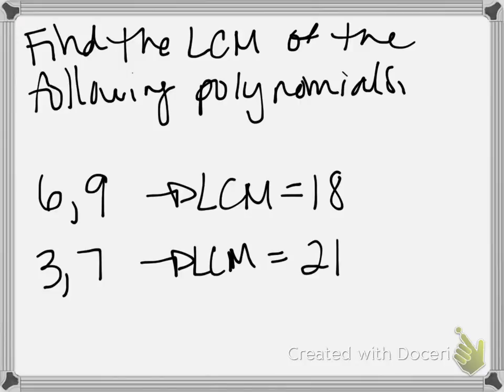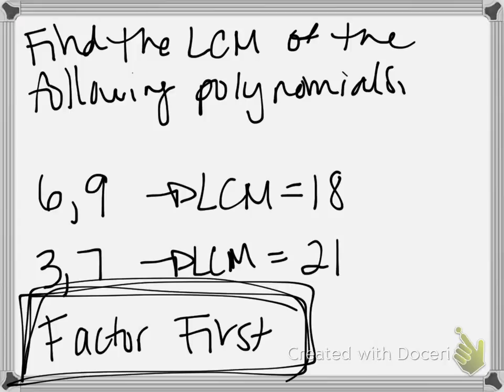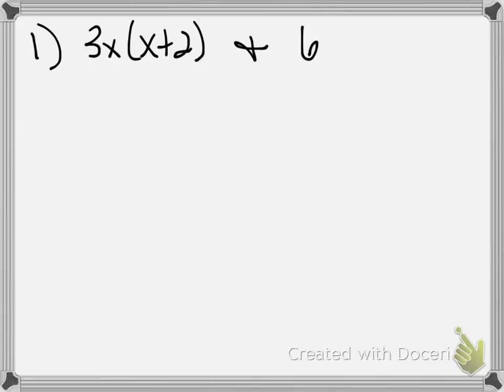One big thing is, in order to find any LCM, you must factor first. So this is very similar to what we were just doing, because you always had to factor first with multiplying and dividing and all of that stuff. So let's look at our first problem here. I have 3x times x plus 2 and 6x times 2x minus 3.